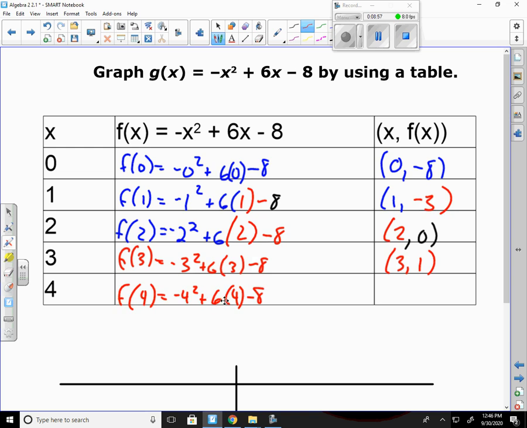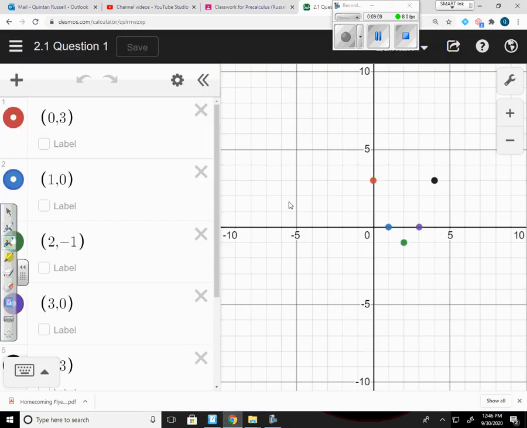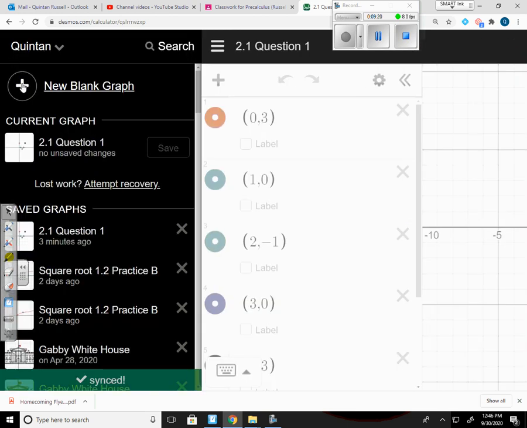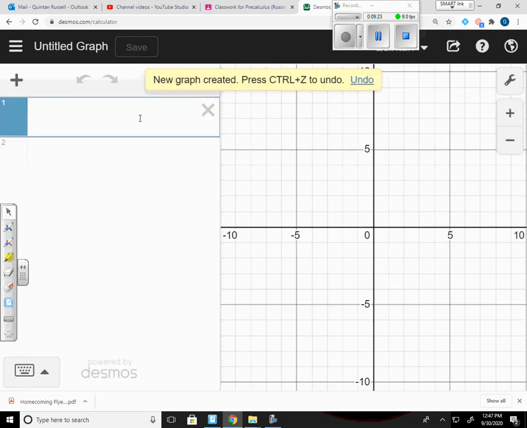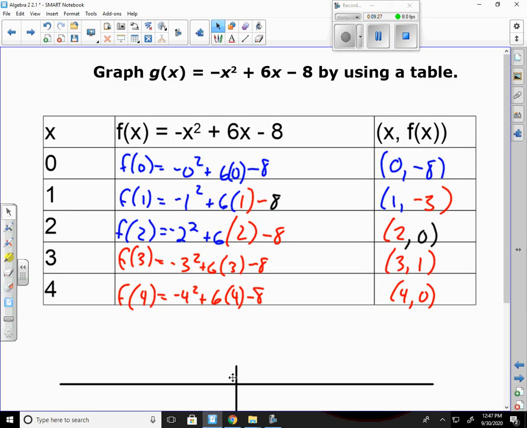Six times 4 is 24. Minus 16, that's 8. 8 minus 8 is 0. Let me go back in my graph. I should start a new one, and then put my points in. 0, negative 8, 1, negative 3.